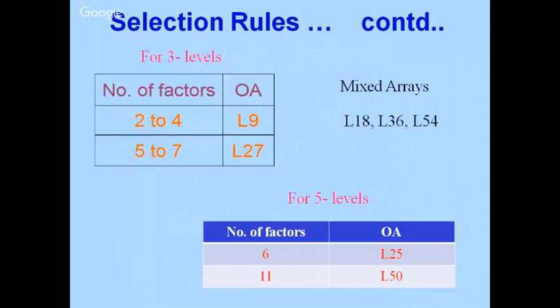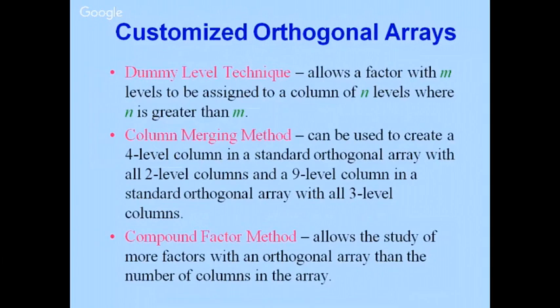What do we mean by mixed array? Different columns, even in the standard array, have different levels. So that is a mixed array. 5 levels, even 5 levels. Number of factors 6, you can use an L25. Number of factors 11, you can use L50. This I have already covered.